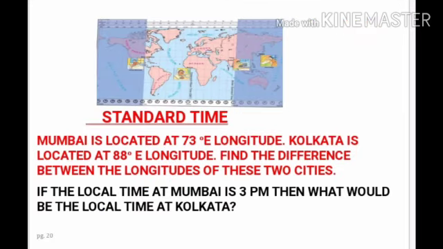Now the question. Mumbai is located at 73° east longitude. Kolkata is located at 88° east longitude. Find the difference between the longitudes of these cities. If the local time at Mumbai is 3 p.m., then what would be the local time at Kolkata? So children, these two things you have to find out. Try to do the calculations and give me the answer. Okay.